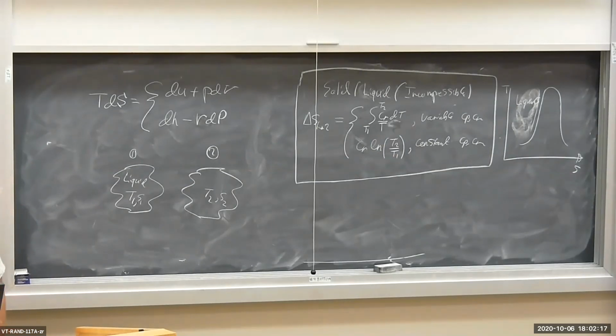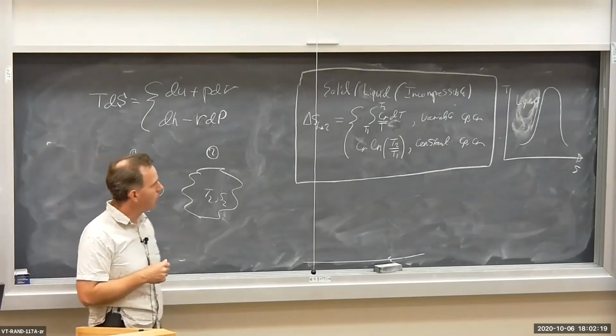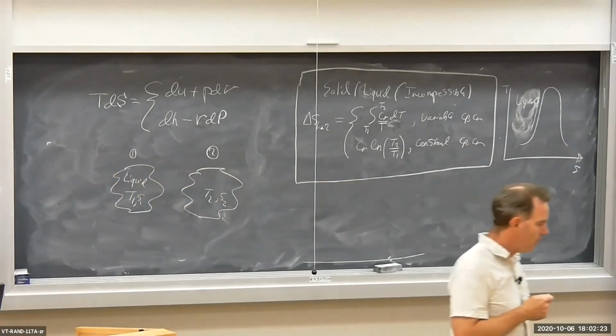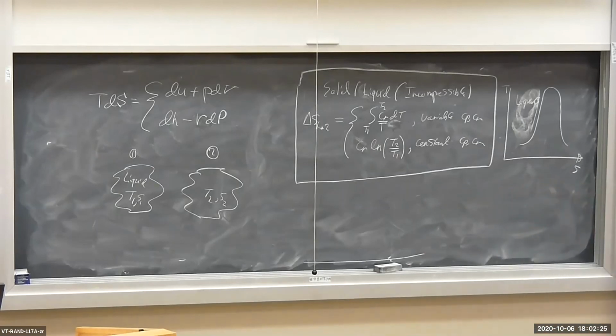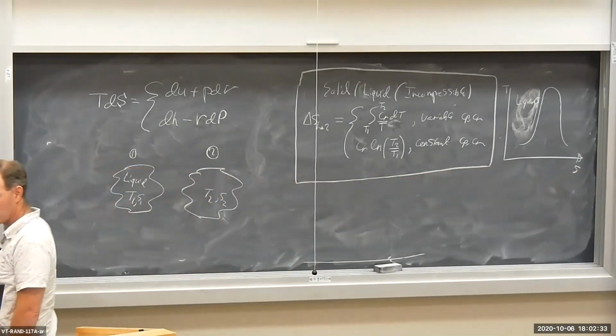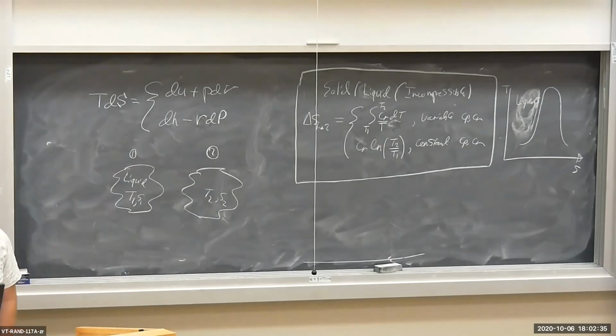All right, ladies and gentlemen, I think that's enough for today. So you've been introduced to the TDS property relationships, as well as how to evaluate changes in entropy for an ideal gas and incompressibles using those relationships. Next class, we will go over some examples. Take care.